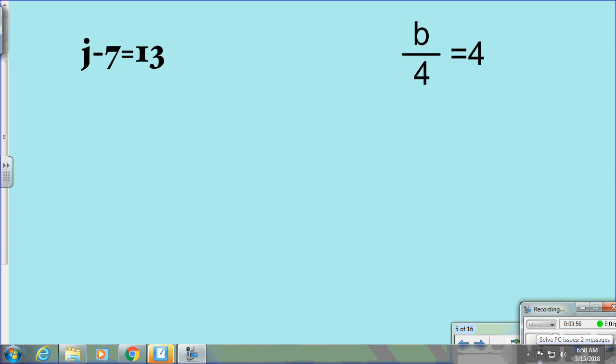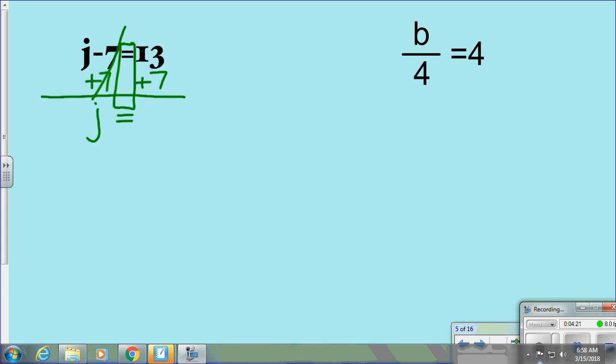One other example, j minus 7 equals 13. Balance beam down from the equal sign. I look for the variable. J is the variable, and it has a minus 7 with it, which means I will add 7 to both sides of the balance beam this time. Inverses cancel. I'm left with j equals 13 plus 7 is 20. Check it. Is 20 minus 7 equal to 13? Yes.